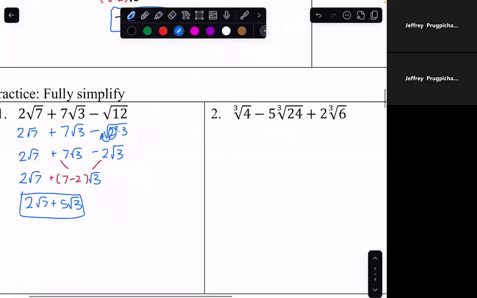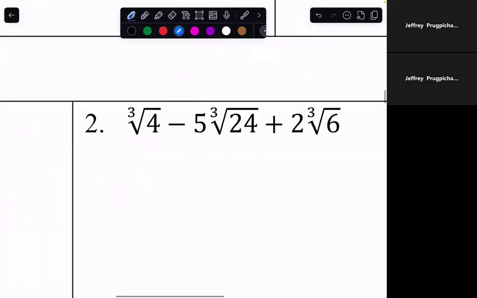Okay, over here, now we're dealing with cube roots. So 4 is not a prime number, but it's only equal to 2 squared, right? That's not enough to take out of the cube root. So I'm just going to leave it as 4 because I can't take anything out.